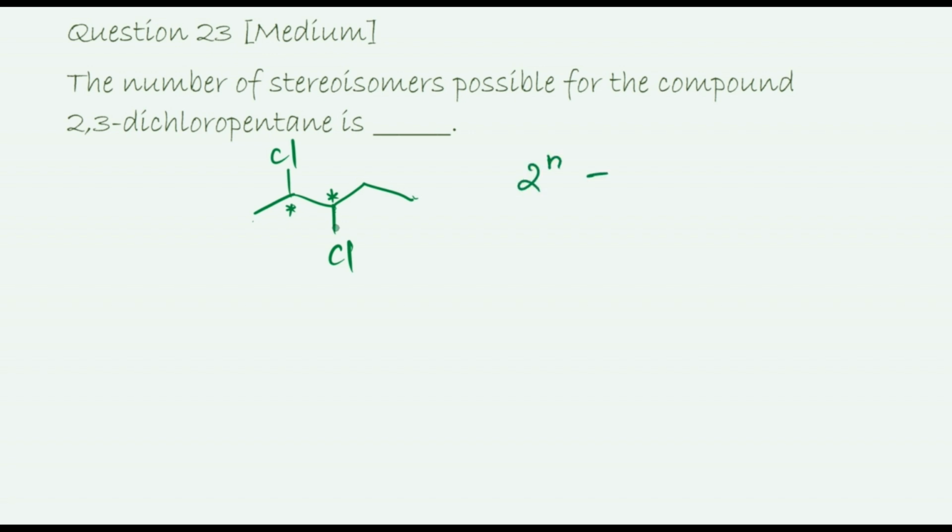which becomes 2 to the power n. We have already given the formulas, which formula to use to find out the stereoisomers, right? So 2 to the power 2, where n is the number of chiral centers. So total 4. So 2 pairs of enantiomers and 2 pairs of diastereomers are present.